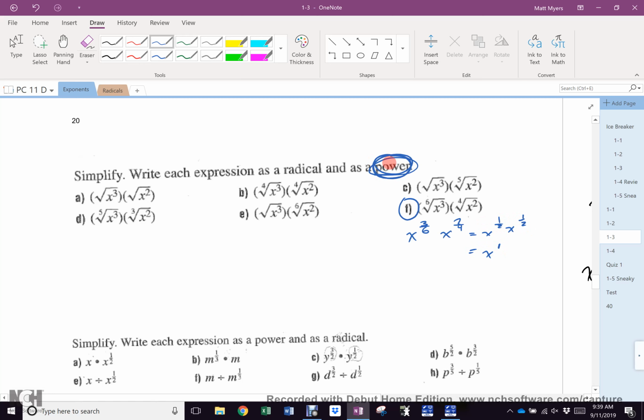Right? As a radical, you can't. You can't make it a radical because it's a single thing.